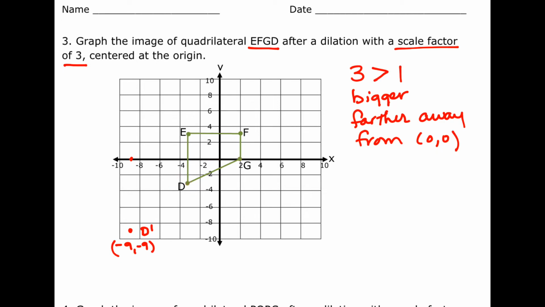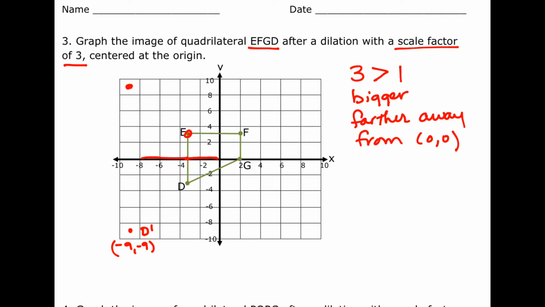All right, let's keep going with E. It looks like it is, again, -3 on the x-axis, and this time +3 on the y-axis. If I triple those distances, instead of going left 3, I'm going to go left 9, and instead of going up 3, I'm going to go up 9.